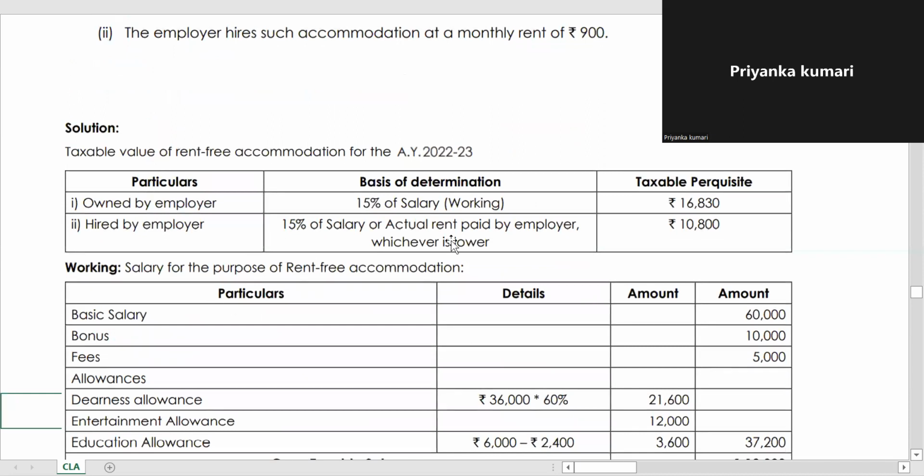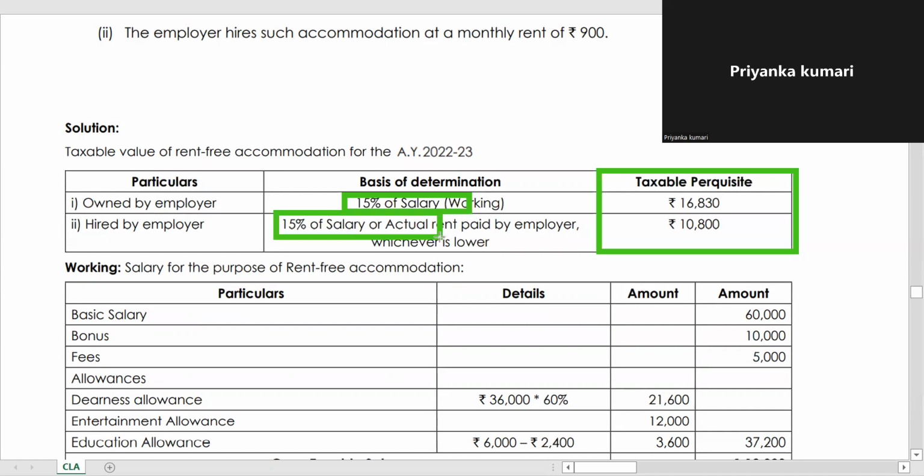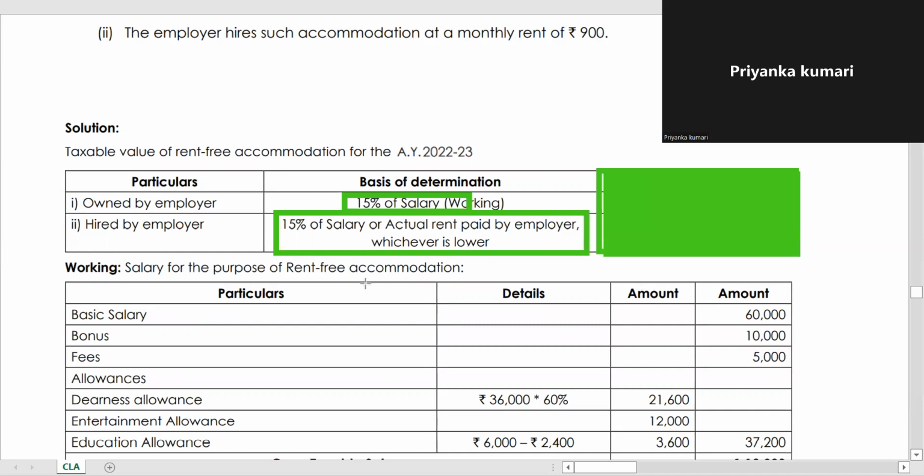ठीक है, ये जो first table है, this ये हम आखिरी में डालेंगे, because we don't know this part now. Okay, so this we know. Okay, this is 15% of salary and this will be 15% of salary or rent paid, whichever is lower. Okay, ab ye nahi malum hum, so as of now we don't know this. Okay, ye to hum nikalenge ab niche. राइट, तो चलो डाल देते हैं सब.